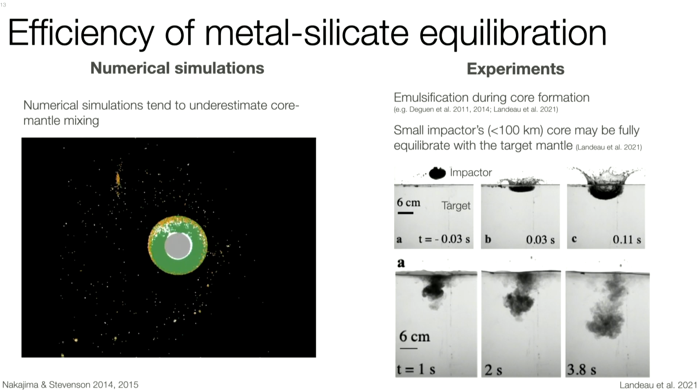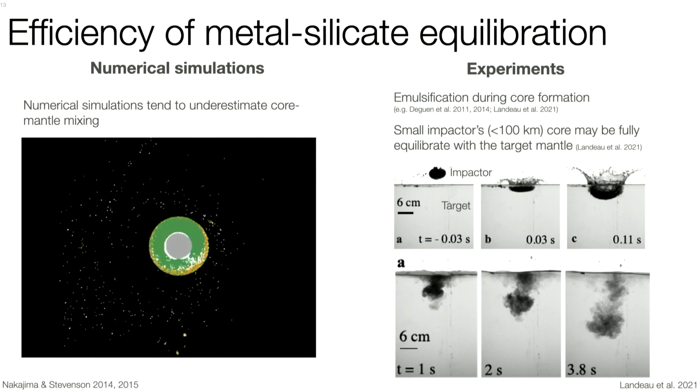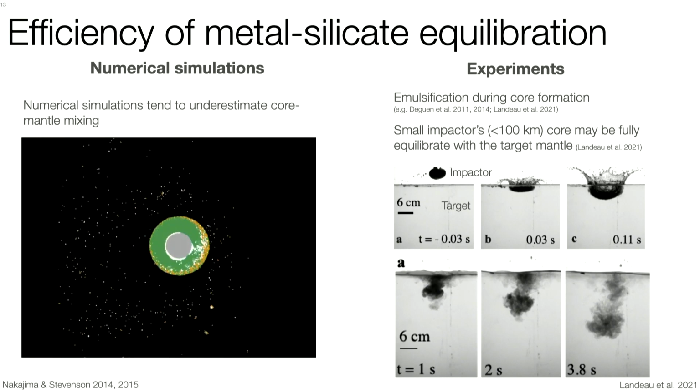Another approach is shown here, in experiments. Here is an experiment of the impact. This is the liquid blob, which represents the impactor, and this represents the target. Both of them are fluid. The impactor hits the surface of the target and creates a crater, and eventually the impactor becomes small fragments and is turbulently mixed over time. As you can see in this scenario, the impactor core is more mixed with the target mantle, because experiments can reach much higher resolution.